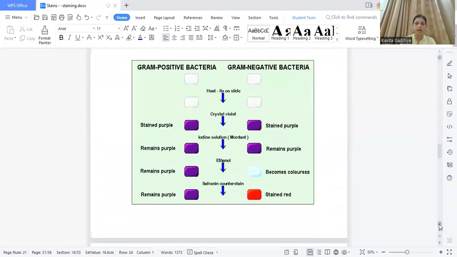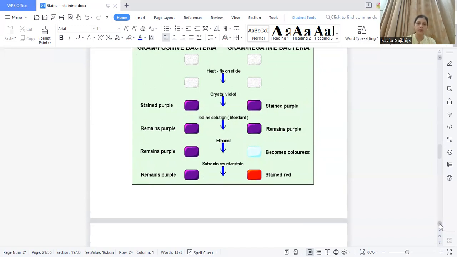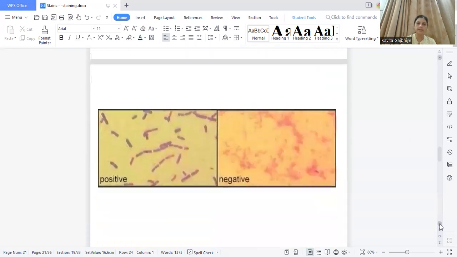You can observe the stepwise addition of the different stains in this slide. Here you can see the stain is purple initially, and remains purple after using the iodine. After using the decolorizing agent, gram-positive bacteria remain purple but gram-negative are decolorized, and at the last stage, gram-positive still remain purple but gram-negative color pink or orangish in appearance. So positive and negative you can observe.